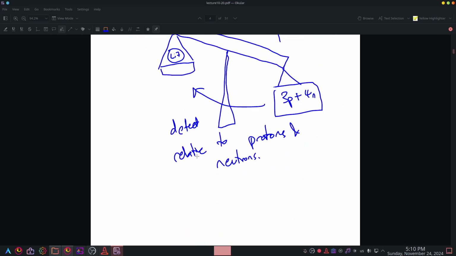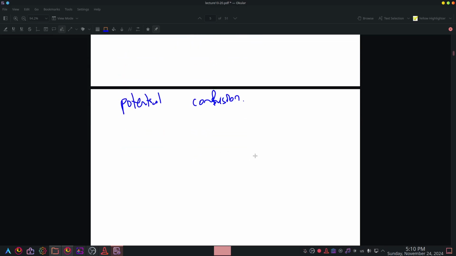One more thing, I want to clear up potential confusion in case you have read about it before: mass excess versus mass defect.